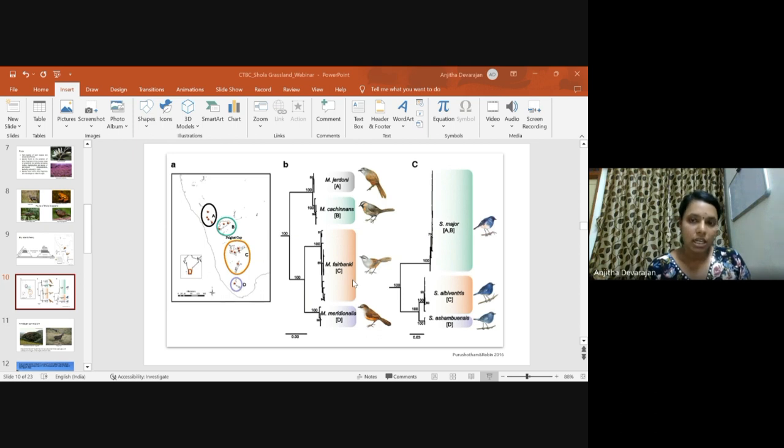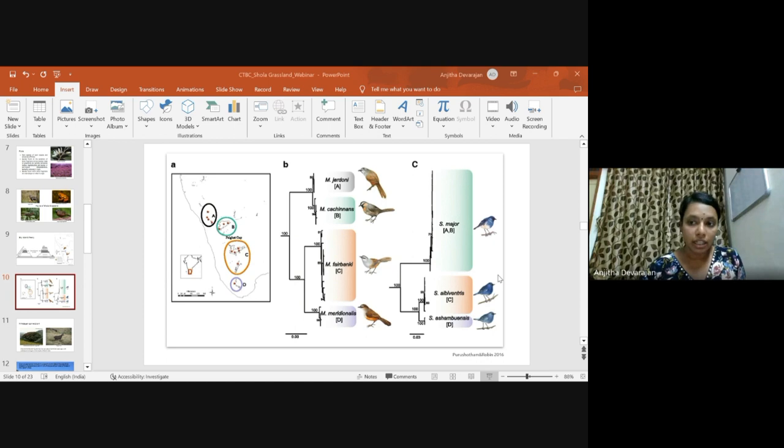And what they found was the Banasura laughing thrush is found in the Wayanad region. And then south in the Nilgiris, we have the Nilgiri laughing thrush. And in the Anamalai and Palani region, we have another one, the Palani laughing thrush. And further south, in the Ashambu region, we have the Ashambu laughing thrush. So this is how the sky islands are helping in the species evolution in laughing thrushes.